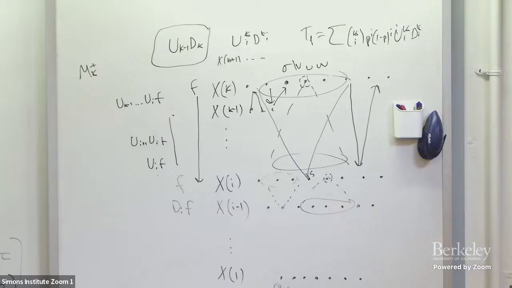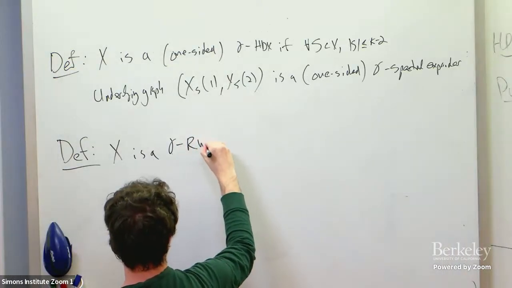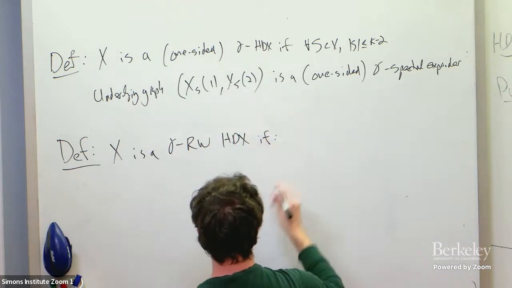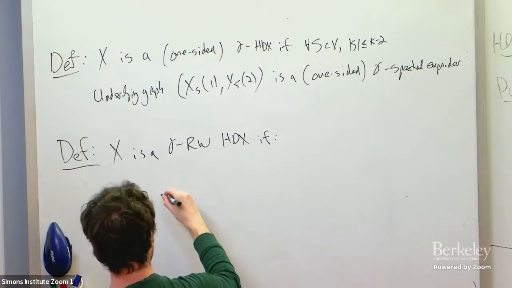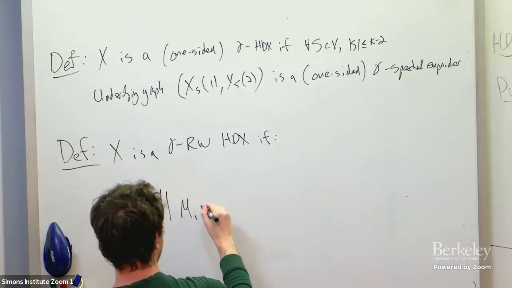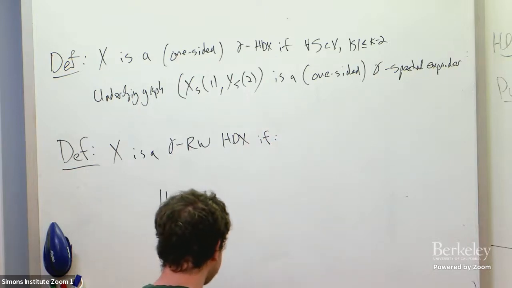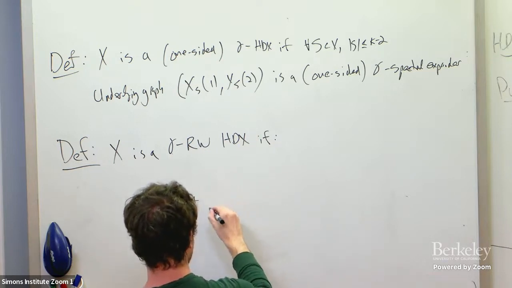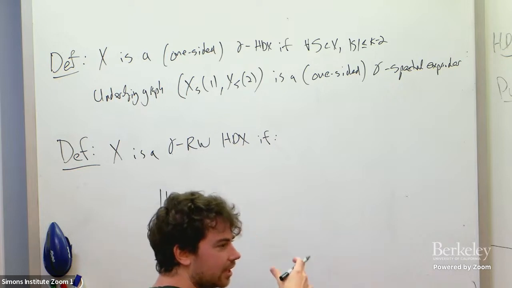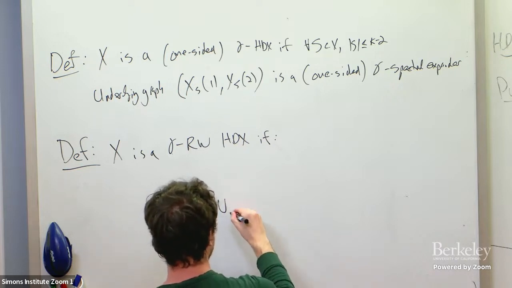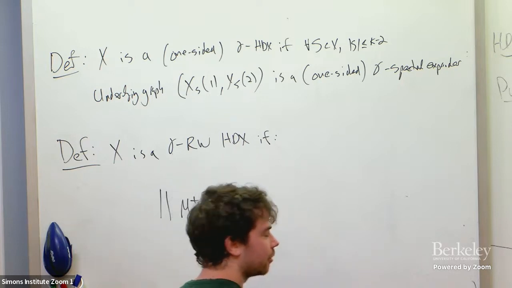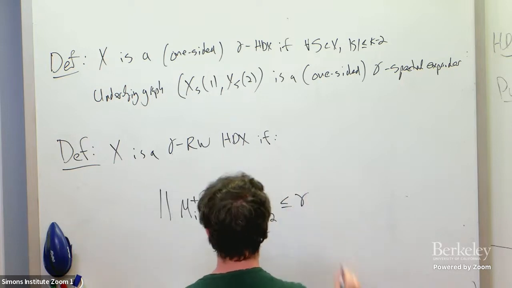She said X is a gamma random walk HDX. Basically, if for all levels of the complex, we have that the non-lazy up-down walk at level I is similar spectrally to the down-up walk, UI minus 1 DI, particularly the operator norm of this is at most gamma.